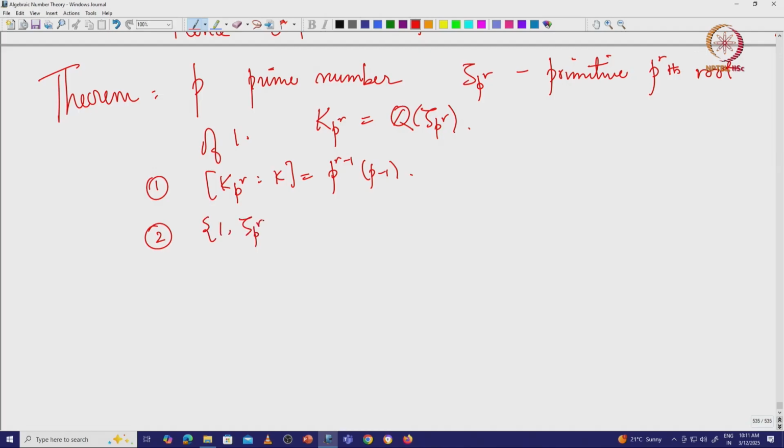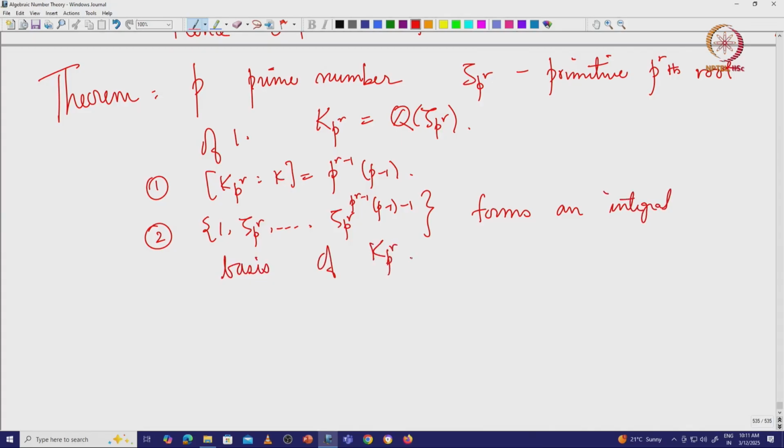1, zeta p to the r, and so on up to zeta p to the r to the p to the r minus 1 into p minus 1 minus 1. This forms an integral basis of K p to the r, which means that the ring of integers of K p to the r is generated by this over Z.